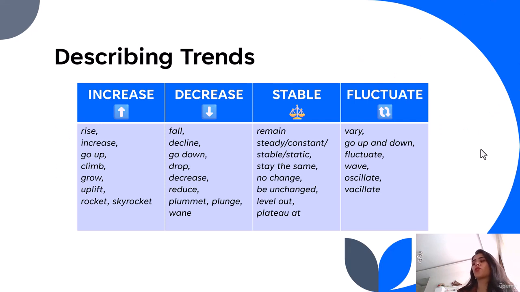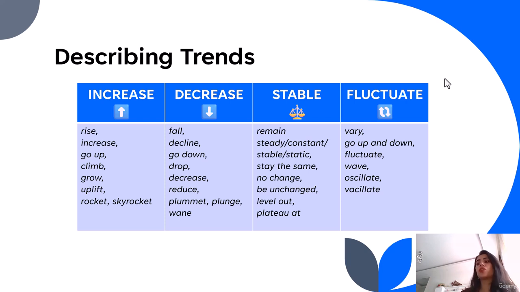When you are looking at a graph or chart, you need to describe how the data changes over time. Common vocabulary for trends includes increase, decrease, stable, fluctuate. Make a pause in the course and make sure you understand all the vocabulary. Note down the most interesting and the most challenging words for you.